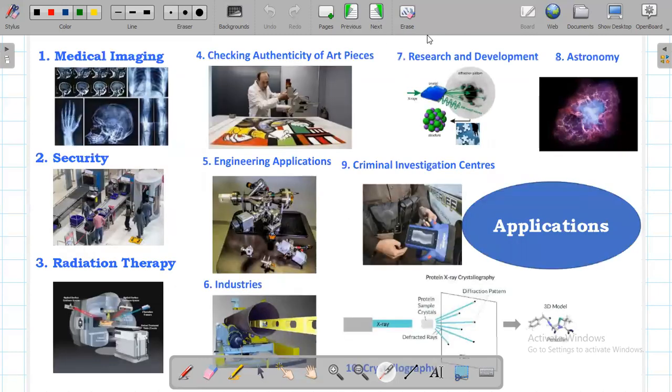Then in terms of applications: in the medical field, security area, radiation therapy; we can check the authenticity of different types of art pieces; different engineering applications, applications in industry, then research and development; in astronomy we can use it; criminal investigations, and in crystallography. These are the different applications. You can write in different fields also.